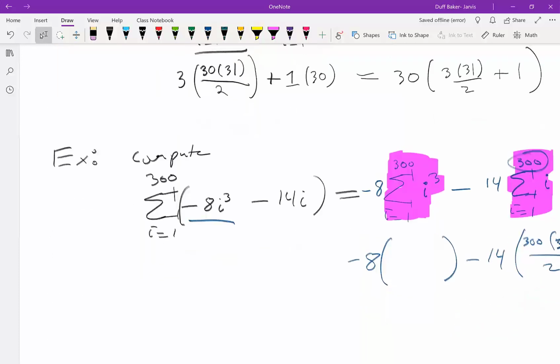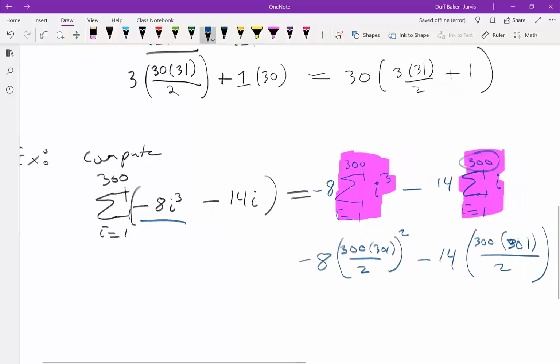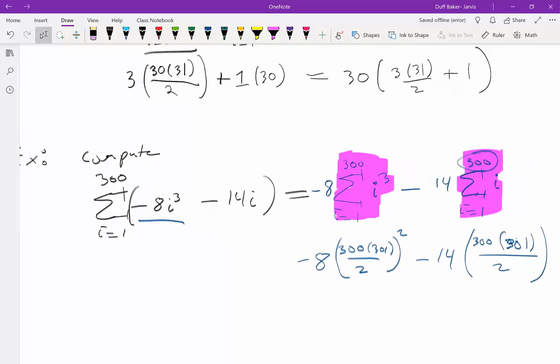So we would do that. It's going to be essentially the same thing as what it was before. 301 over 2, but now all that has to get squared. So that's squared. And that's something you could easily type into a calculator, right? Whereas the one above it, you couldn't easily. Okay, so that's a little bit about how to compute with these.